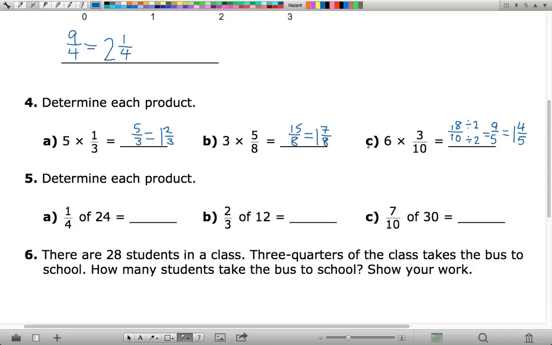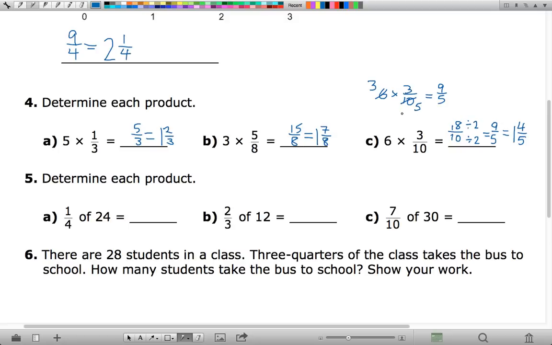Now I should mention that there is another way to do this multiplication to make it go a little bit more quickly. And that's if you can recognize that with 6 times 3/10, there is a factor of 2 that ultimately will be divided out between the 6 and the 10. So you could do 3 times 3 is 9/5 and have it simplified immediately.